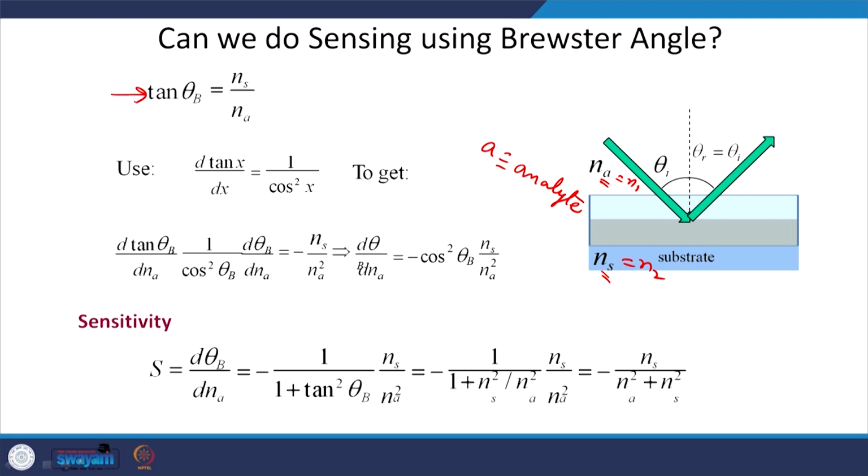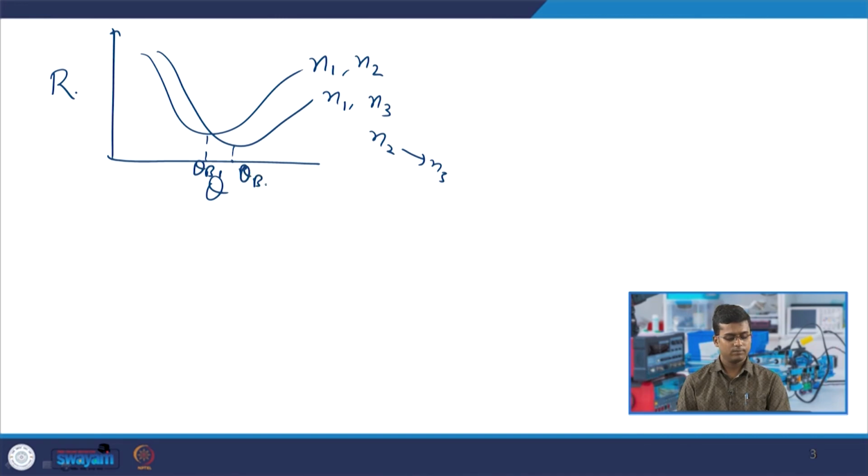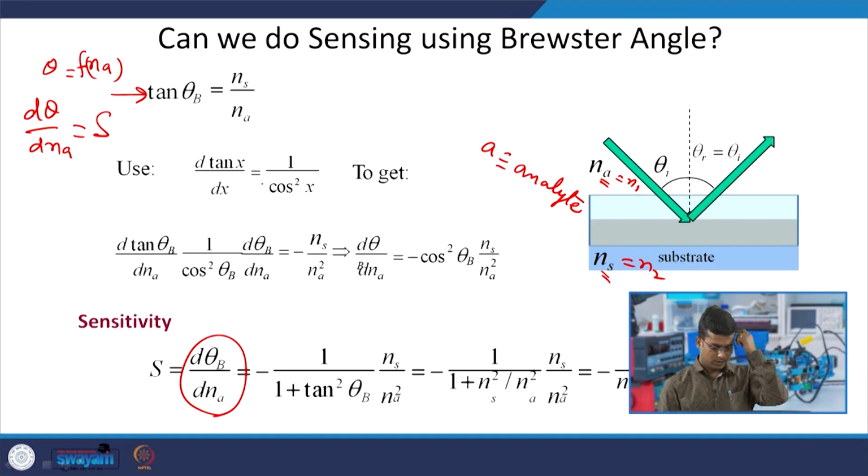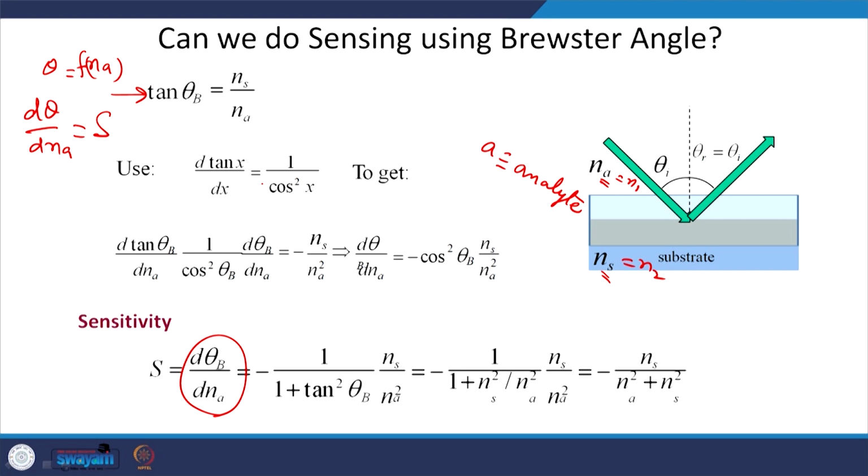So, if you have this relation, we know that if we are measuring theta as a function of Na, then d theta by dNa will be the sensitivity. You want to calculate the sensitivity. So, we can use it for sensing, as I told you here, that if we move from n2 to n3, this Brewster angle theta b1 will become theta b2. So, it can be done in principle. But if it works as a sensor, what will be its sensitivity?